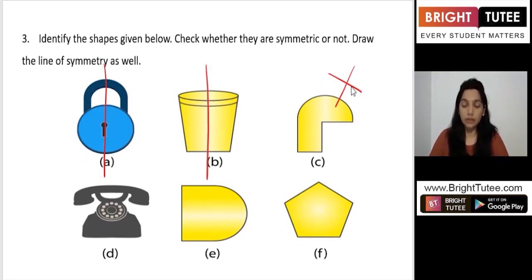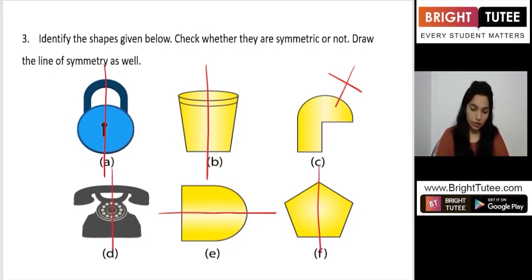Now look at figure D, it's a telephone, and clearly we can draw a vertical line of symmetry for this telephone. Now for this one here, if we draw a line like this, it will divide it into 2 equal halves. So this is the line of symmetry. Now here we have a pentagon, and if I draw a line here, this is going to divide this figure into 2 equal halves. Clear? Moving to the next one.